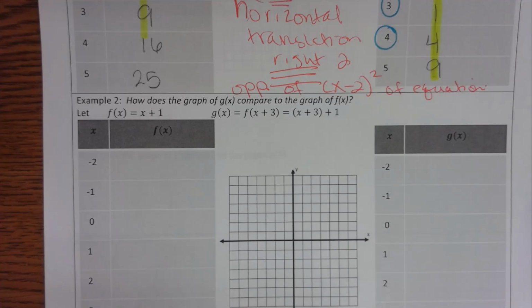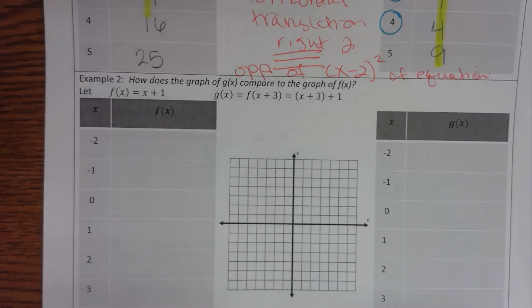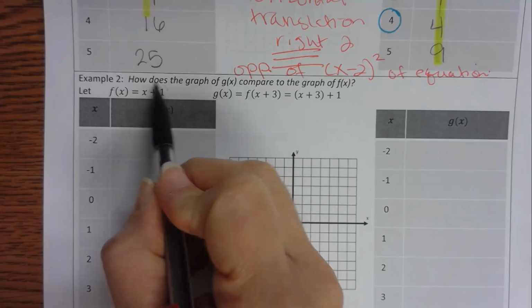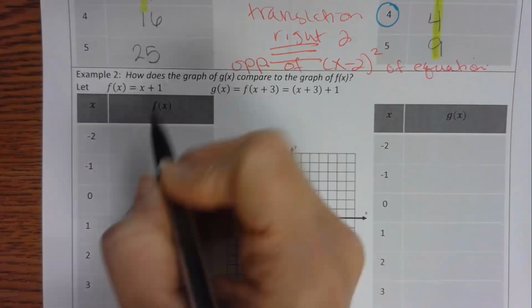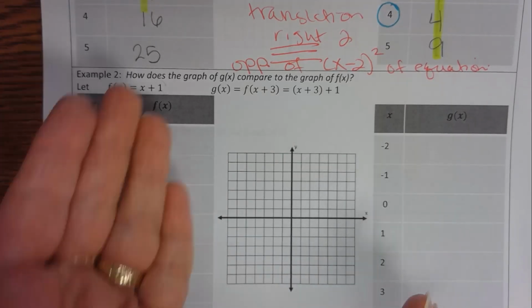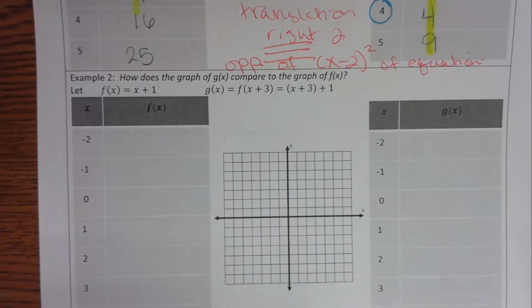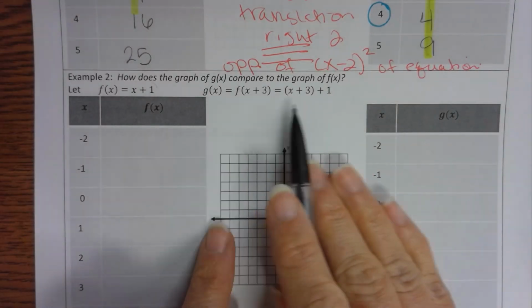Okay, let's do this one. Okay, be sure you are still following along and filling in those tables. All right, we're looking at the original. This one is a linear, so it's going to be a line. Let's put some values. Okay, the goal is with the translations, we're not going to be filling in tables all the time. The goal is to be able to look at the equation and figure out what's happening.